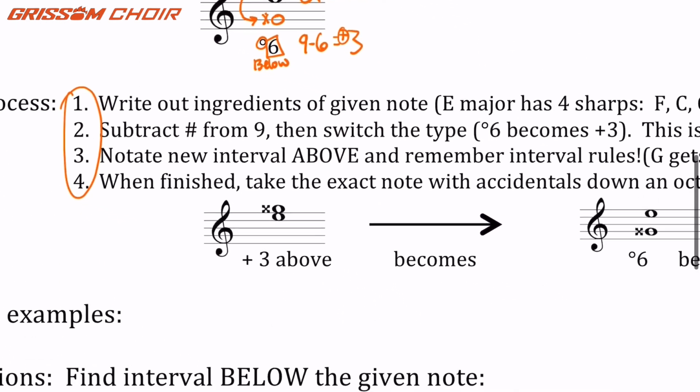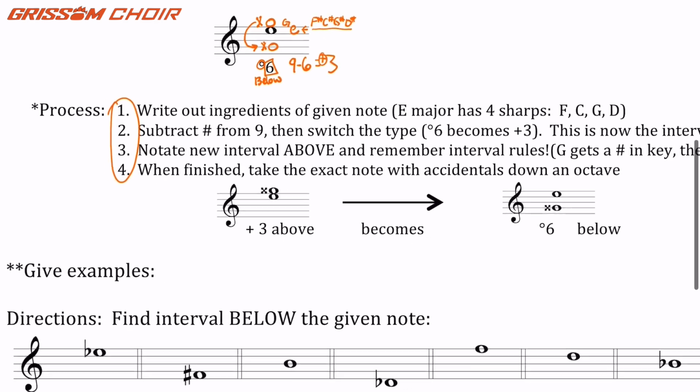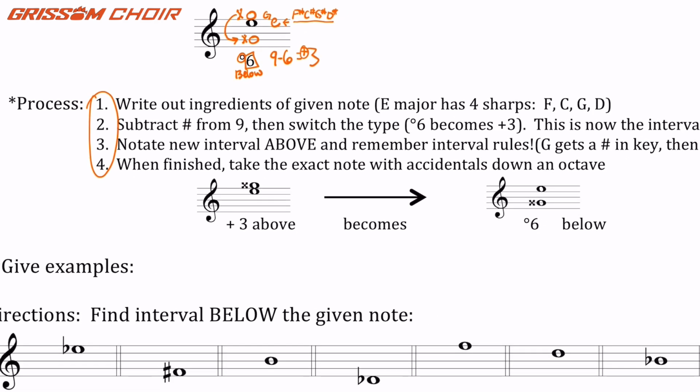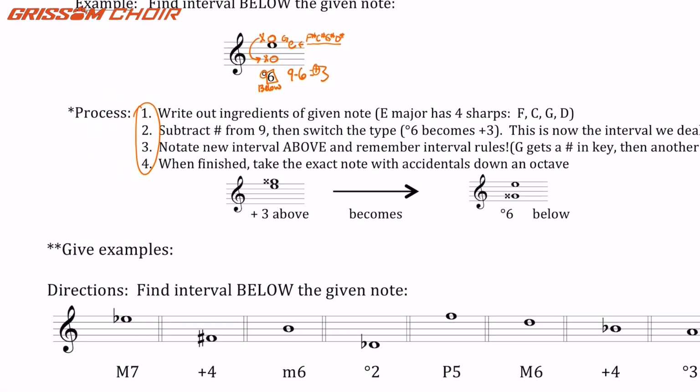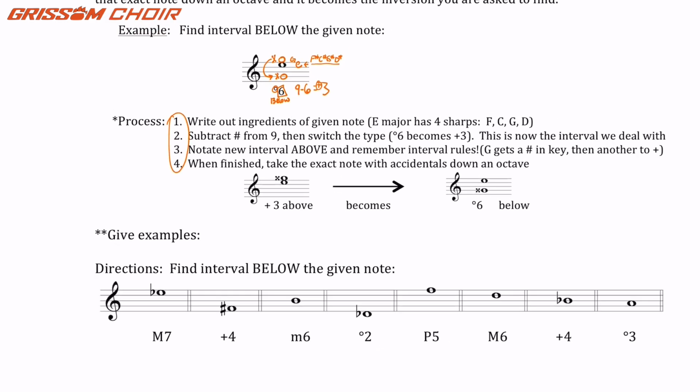Let's see what these instructions tell us to do and see the different order that it tells you. So write out the ingredients of the given note. E major has 4 sharps, F, C, G, D. We didn't do that first, but you can. We need to subtract that number from 9, then switch the type. So you have a diminished sixth. It then becomes an augmented third. That is now the interval that we are dealing with.